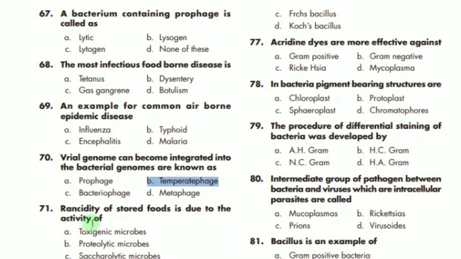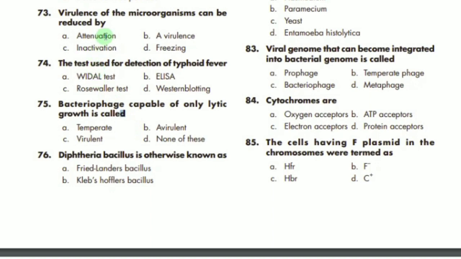71 MCQ says that rancidity of the stored food is due to the activity of what? So it is due to the activity of the lipolytic microbes. D is the correct option. 72 MCQ says that virion means what? So virion is mostly an infectious virus particle. A is the correct option. MCQ number 73 says that virulence of microorganisms can be reduced by the attenuation. A is the correct option.